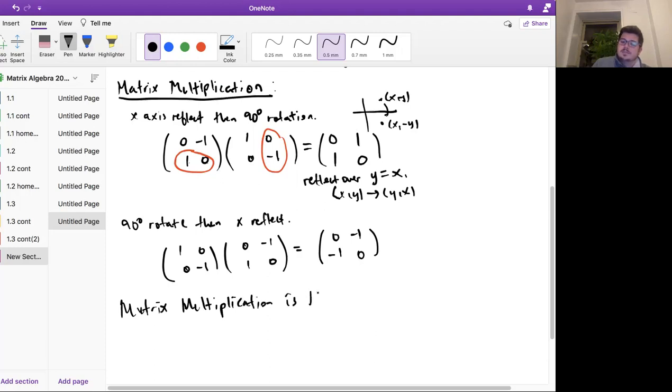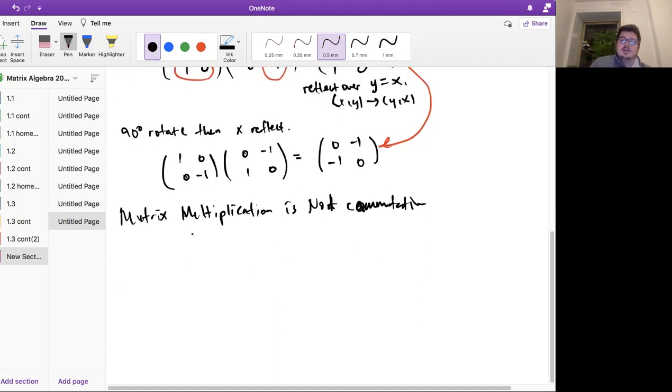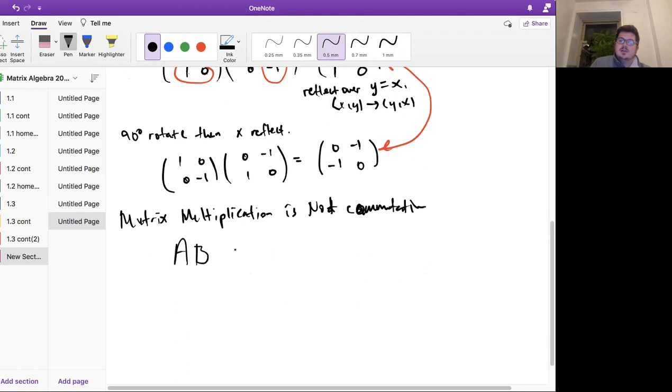So they're different. If it were commutative, then these would need to be the same. But we've just shown a counterexample that AB is not necessarily equal to BA. Now, does that mean that AB is never equal to BA? No. Can you find a pair of matrices where AB is equal to BA?